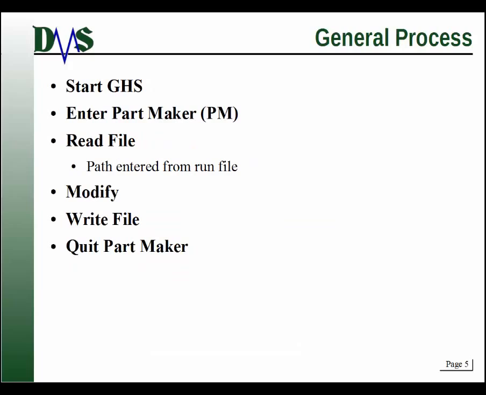So how do you use PartMaker? Well, the general process is first you're going to start up GHS. You're going to enter PartMaker. I'll show you the commands for that later. Using PartMaker, you read in a geometry file, make any modifications, you write out the geometry file, and then you quit PartMaker. Now, just like regular GHS, all of these commands can be run interactively in the GHS window, or you can run them non-interactively, putting them all into a command file ahead of time and running it that way.